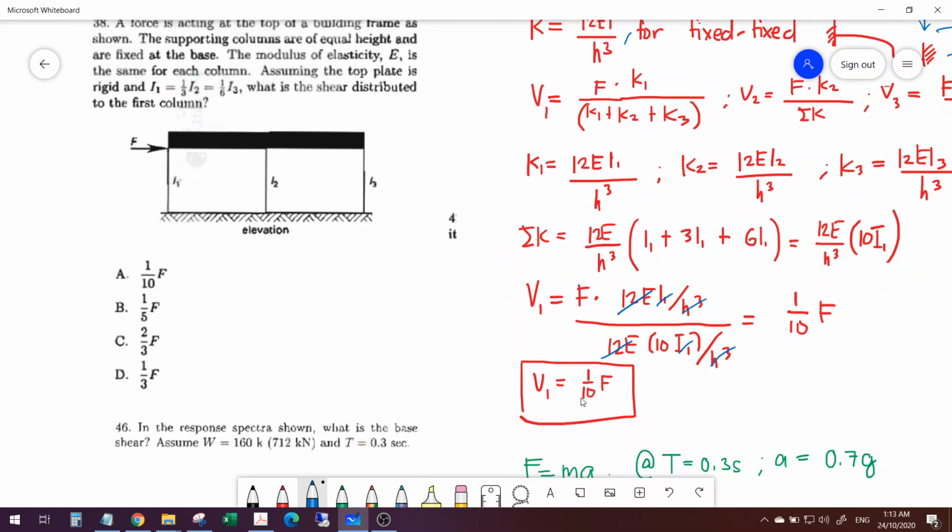Bakit kaya? 10% lang, no? Kasi as you notice, 1/3 lang siya ng I2, 'yung stiffness nitong first column. Tapos 1/6 lang siya ng stiffness ng I3. So, mas stiffer itong I2 at saka 'yung I3. Actually, mas pinaka-stiff si I3. Sumunod si I2, last si I1. Kaya siya 'yung pinakamaliit na shear sa base shear.